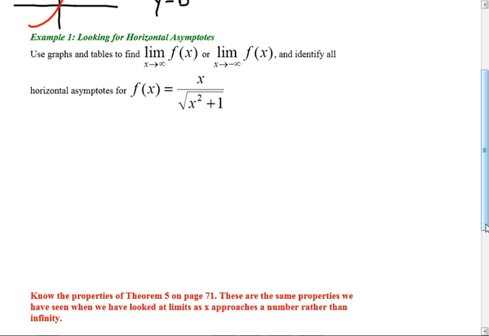Okay, so let's take this limit. We're going to take it from both sides. I'm going to take the limit as x approaches infinity, and we're going to think through this. And this is x over the square root of x squared plus 1. Now remember, this is infinitely large, bigger than a trillion, bigger than 100 trillion, 100 million trillion, as big as you can imagine because there's no end.